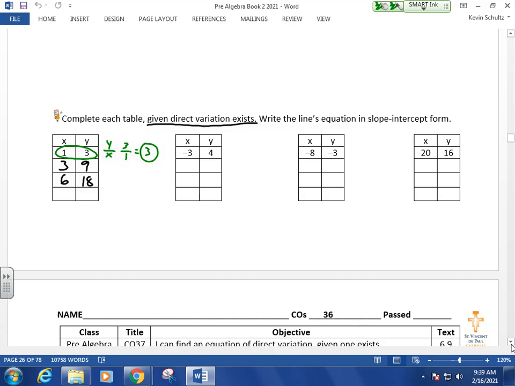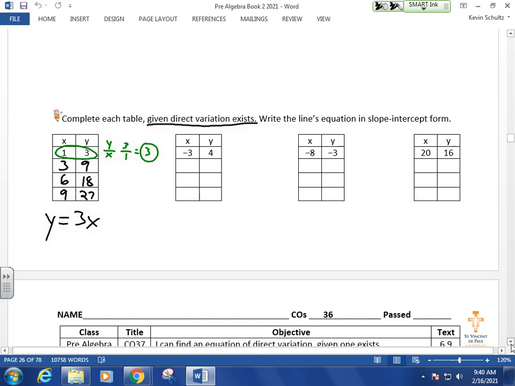So what's a fourth possible ordered pair here? Close. 9 and 27, I think is what we're looking for here. 9 and 27, because 27 divided by 9 equals 3. Okay. And then it says, write the equation of the line in slope-intercept form. If the direct variation, this constant of variation, is 3, then in our equation, y equals 3x.